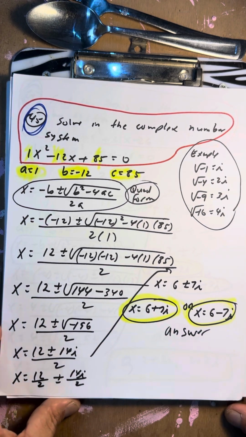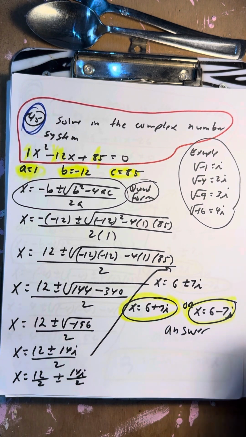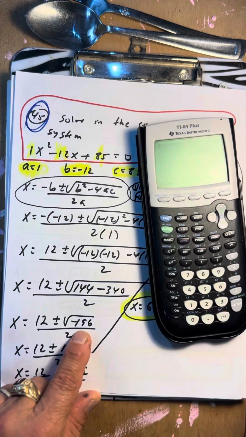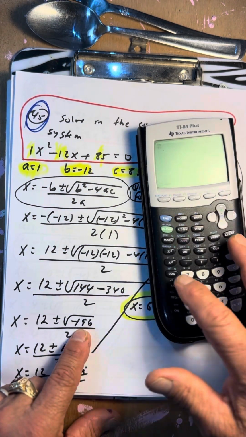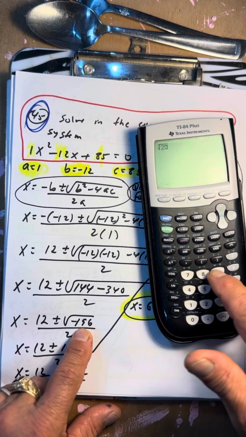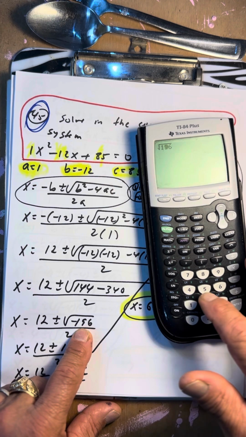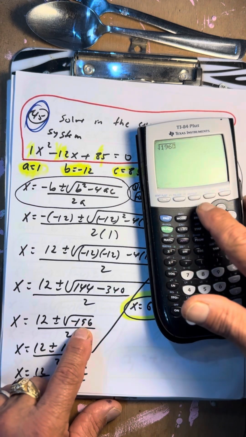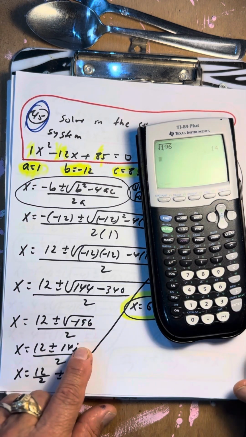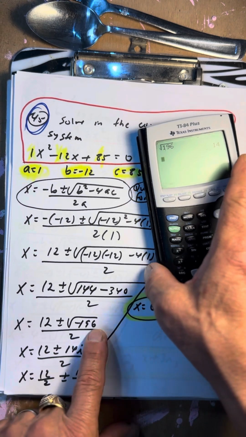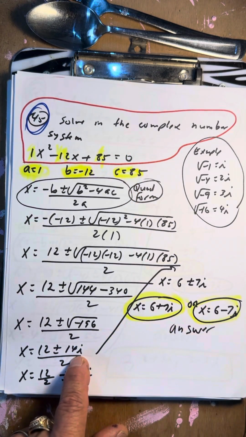And what is the square root of just a regular 196? Let's just do a regular square root of 196. Not the negative, just the 196. Let's see. 196. There it is. 14, but it's i. You see why? Because it's negative in there.